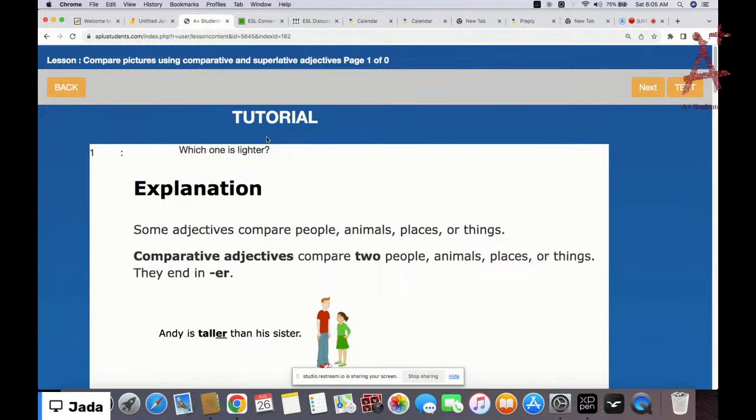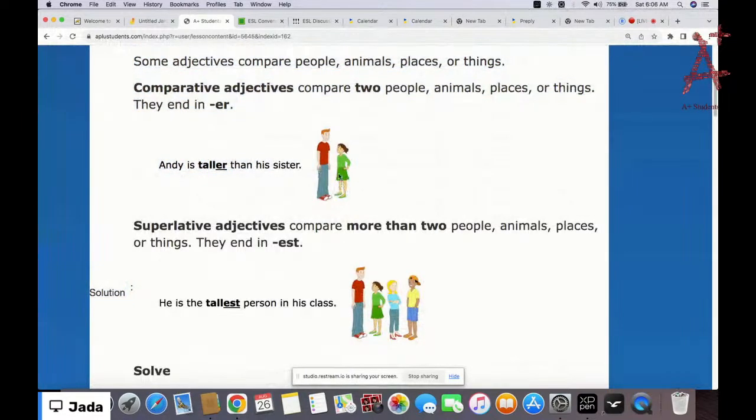Comparative adjectives compare two people, animals, places, or things. They end in er. Note that it compares two people, and they always end in er. Andy is taller than his sister. So you see, it's comparing two people, that's Andy and his sister. So comparative will compare only two people, and that's it. They always end in er. You see, taller, it's er.